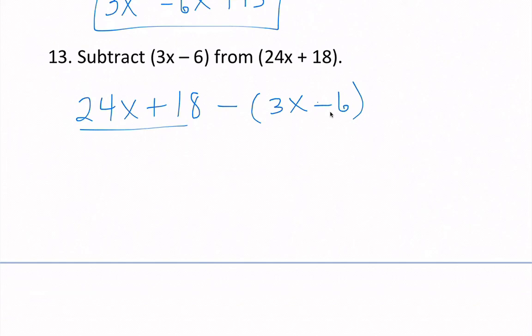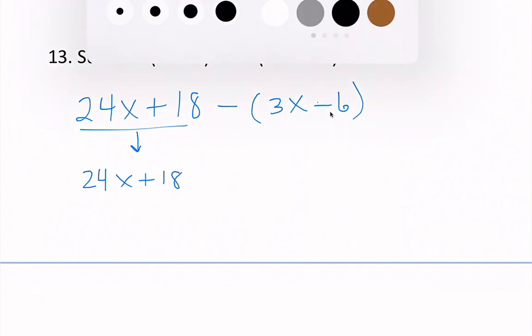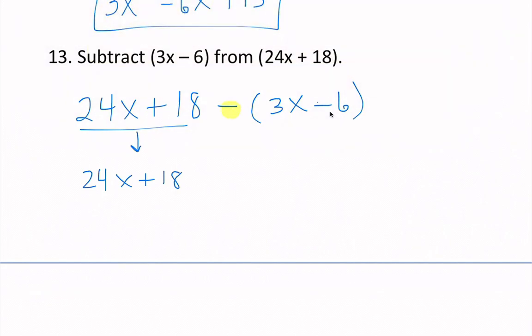All right, so I know this guy will drop down. And I have to distribute this negative, which is going to make everything opposite. So the opposite of that positive 3x is a negative 3x. The opposite of a minus 6 is a plus 6. So now I combine my like terms, x's and x's. 24 and a negative 3 combine to give me 21x. I have 18 and a positive 6, which will combine to give me a positive 24.